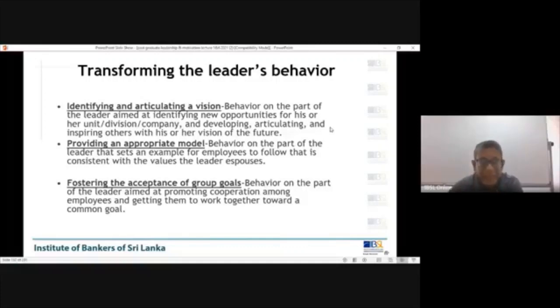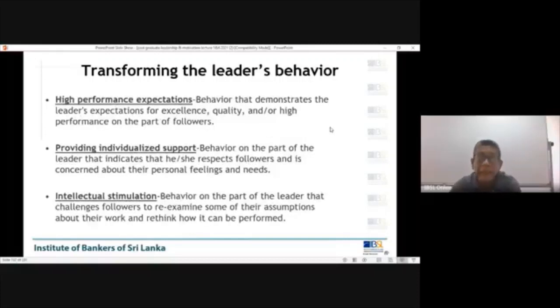Right? Likewise, what leaders try to do in the transforming leadership style is identify the goals and try to make them a common goal. Right? It is not my own goal, it is your goal. That is what you call fostering the acceptance of group goals. Then, while you do that, they convey higher performance expectations.